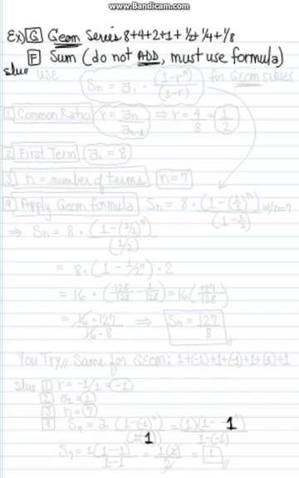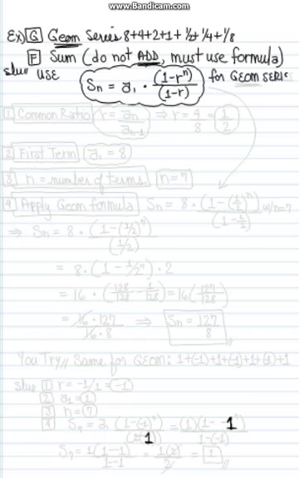So, solution: we will recall the formula for the sum of the first n terms in a geometric series. It's the first term, a sub 1, times a fraction: 1 minus the common ratio to the nth power on top, over 1 minus the common ratio on the bottom. That's only for geometric series. It doesn't work for any other type of series.